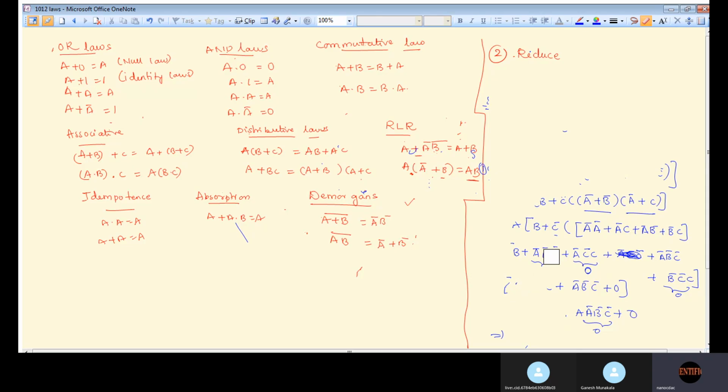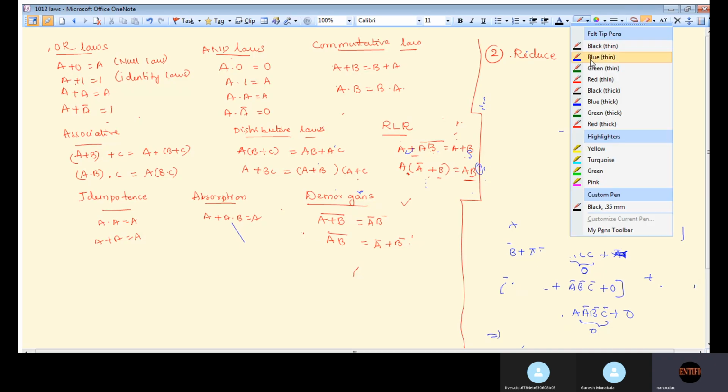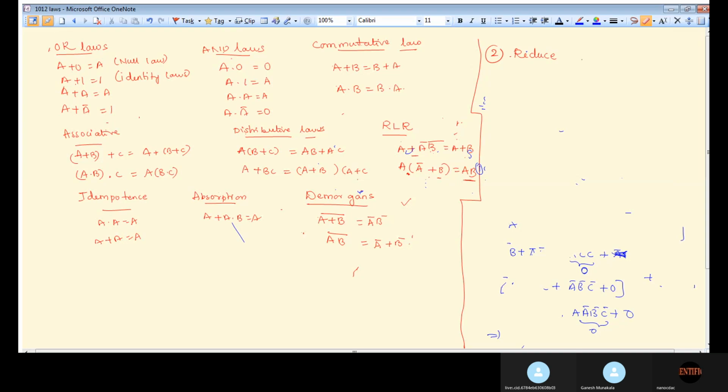I am doing everything myself, so you tell me the answer. That's it. Okay, so I will give one question. Simple one. F is equal to A plus A B bar plus A B C. I will see who does it fast. So solve this thing. Reduce. Okay, so this is the expression. Reduce and tell me the final answer.